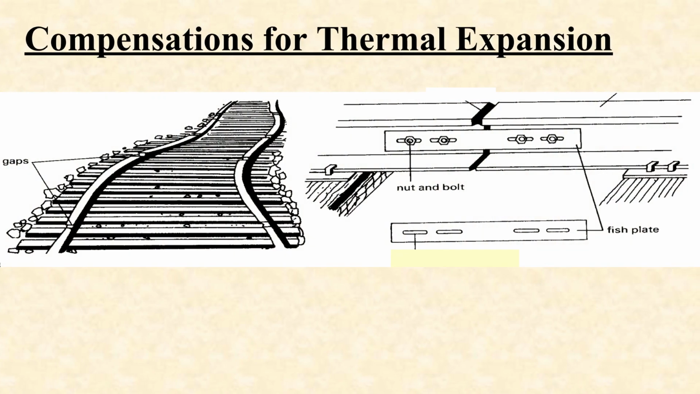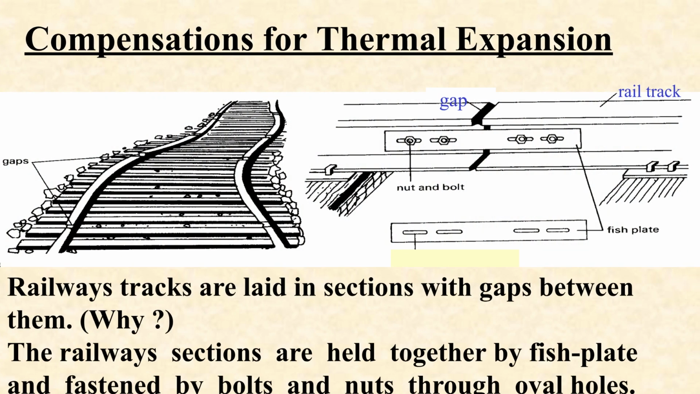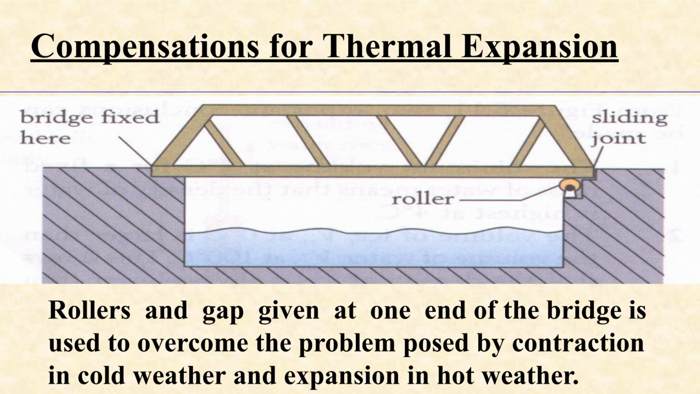To compensate for thermal expansion, railway tracks are laid in sections with gaps. They are held together by fish plates and fastened by bolts through oval holes. These gaps and oval holes allow the tracks to expand without buckling. Bridges use rollers and gaps at one end to compensate for thermal expansion and contraction. This prevents the bridge structure from being damaged by seasonal temperature changes.